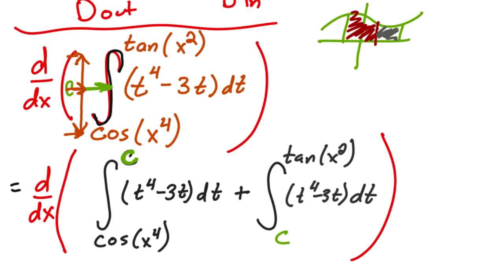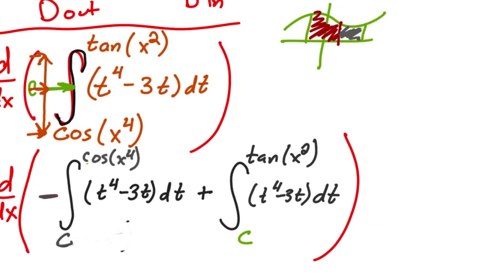All right. And so notice that this second one is in the form that I want, but this one isn't, because the constant is on top instead of on the bottom. But that's an easy fix, right? Because you just put the negative sign on the outside, and you flip the limits of integration. So I'm going from c to cosine of x to the fourth. Boom. Done. Okay. Now off to use the fundamental theorem of calculus.